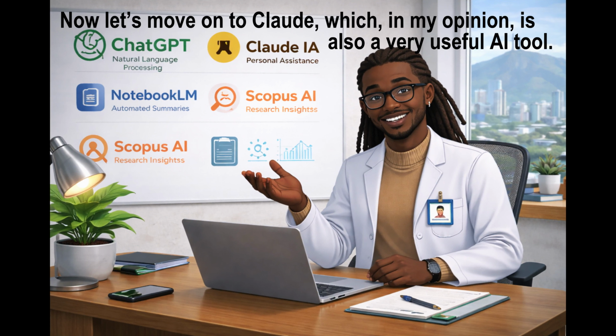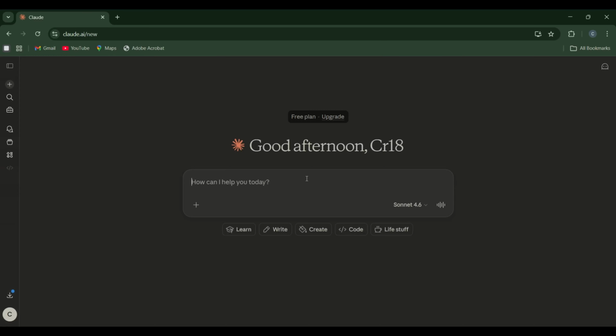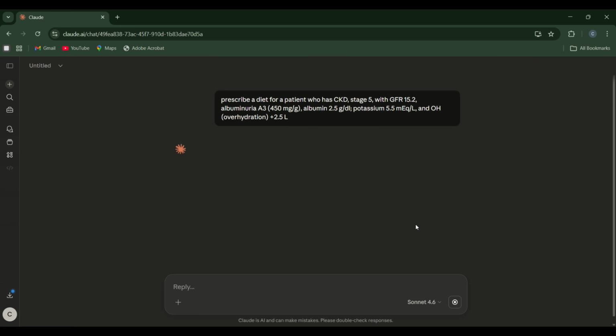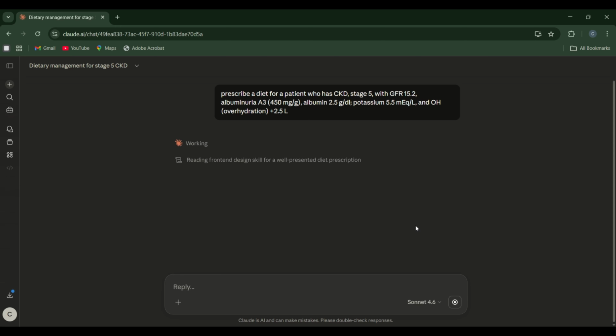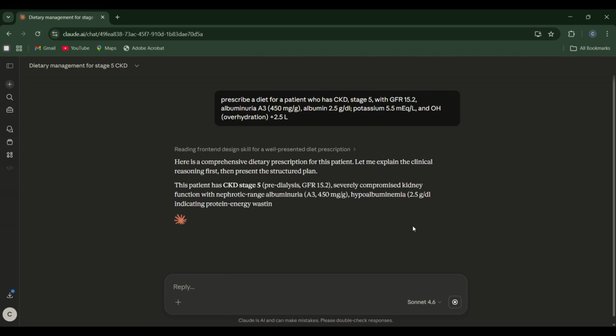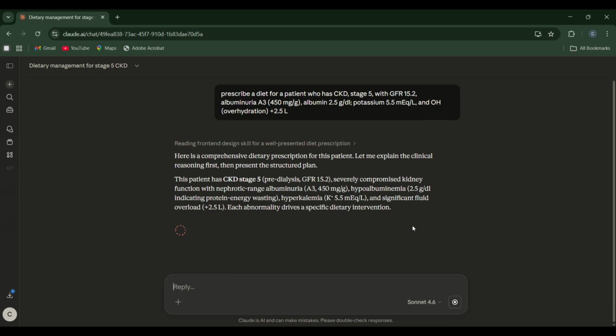Now let's move on to Claude, which in my opinion is also a very useful AI tool. We'll ask the same question. Prescribe a diet for a patient who has CKD, stage 5, with GFR 15.2, albuminuria A3, 450 milligrams per gram, albumin 2.5 grams per deciliter, potassium 5.5 mEq per liter, and OH, overhydration, plus 2.5 liters.